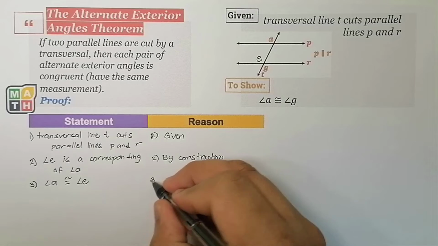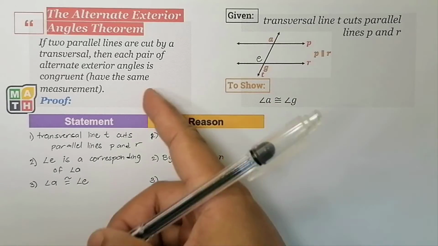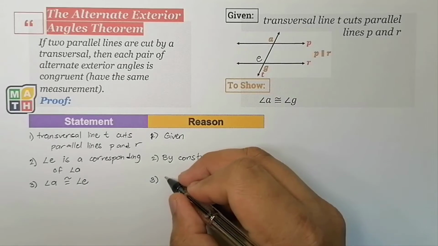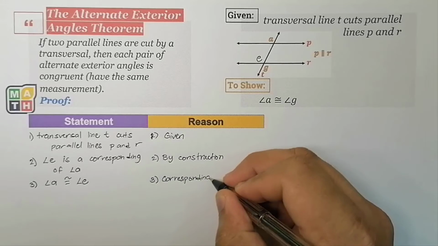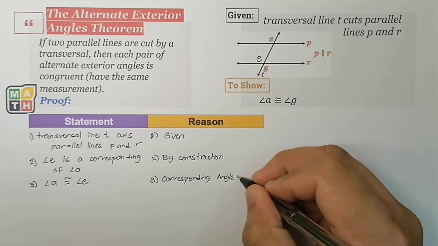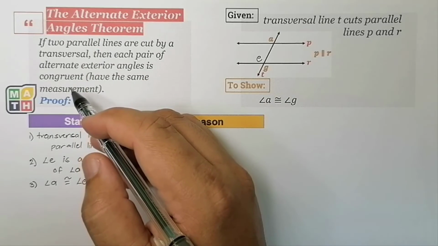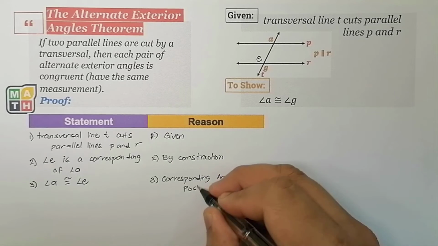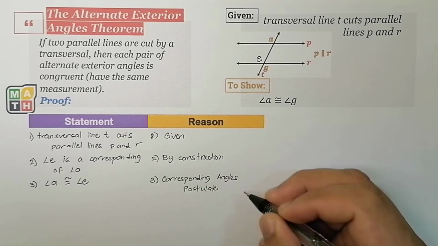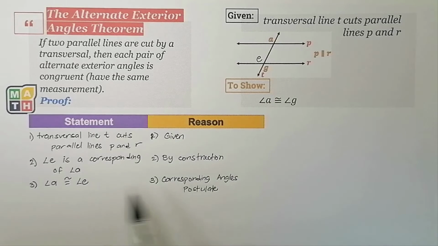This is actually brought to us by one of the most important postulates for this kind of situation. It's the corresponding angles postulate, which tells us that when two or more parallel lines are cut by a transversal, the corresponding angles formed are congruent. Again, this is what the corresponding angles postulate tells us. And hence, it's okay for us to write this way.